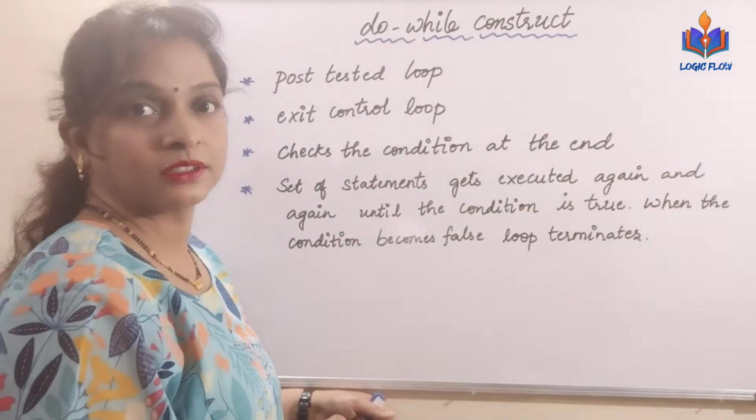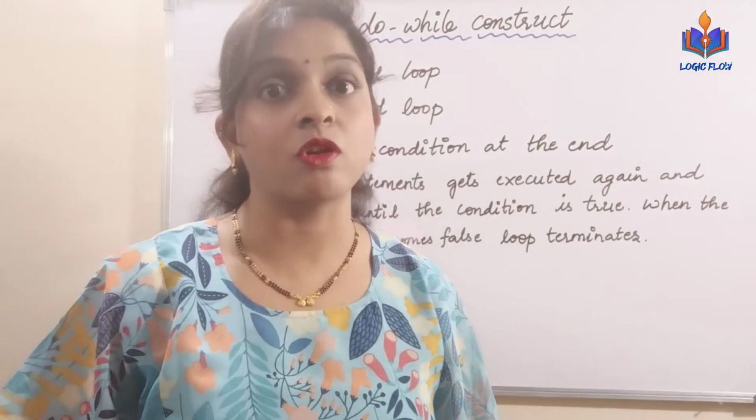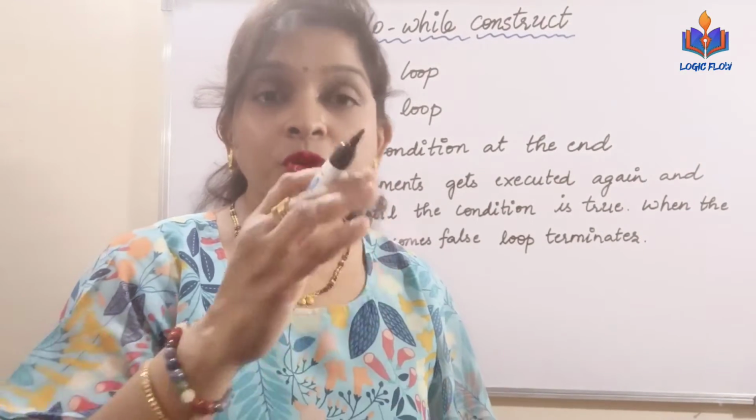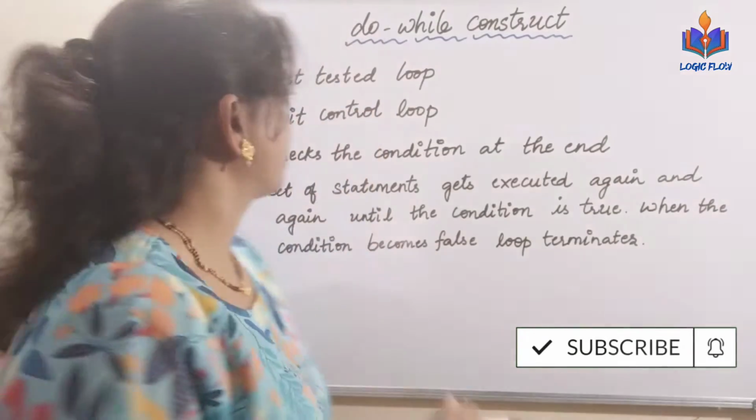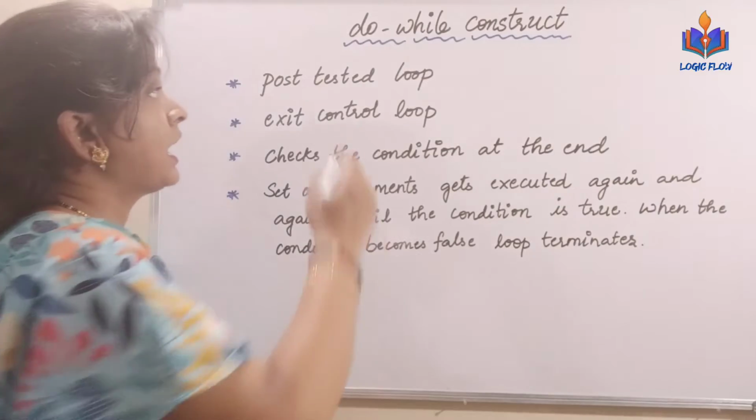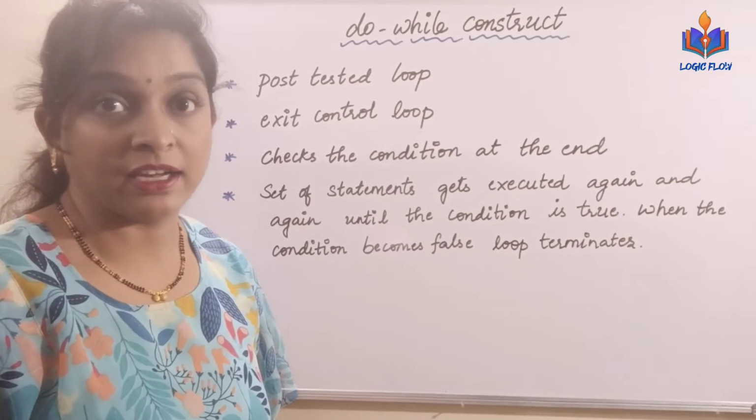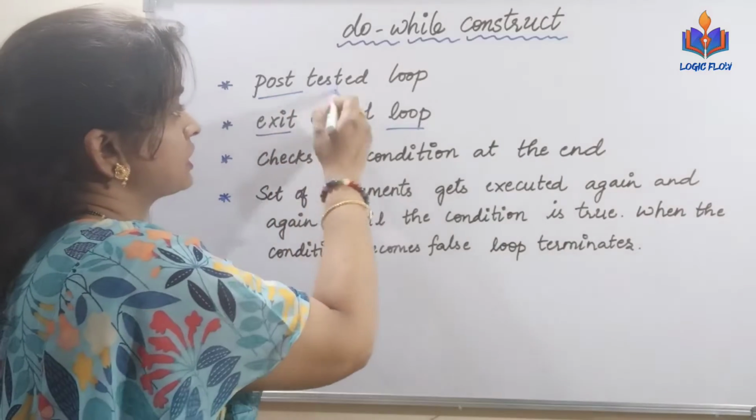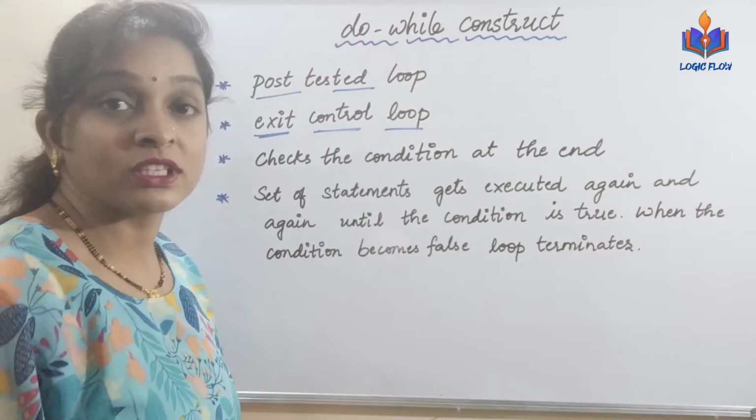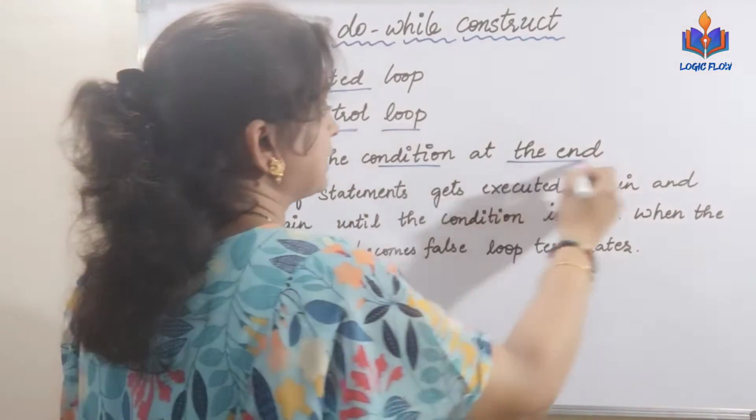Do while construct. As the name itself tells you, do while. Here you have an extra keyword called do, which tells the compiler to do the statements first. You execute the statements, which means the condition will be evaluated at the last. We call this do while a post-tested loop because the condition will be evaluated at the end, and hence it is also called an exit control loop. It is a post-tested loop and exit control loop because at the exit stage, it checks the condition at the end.